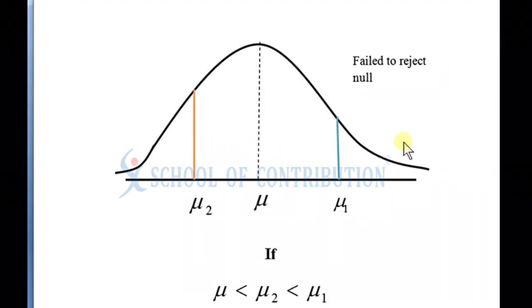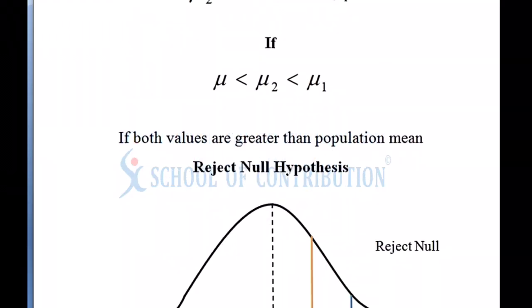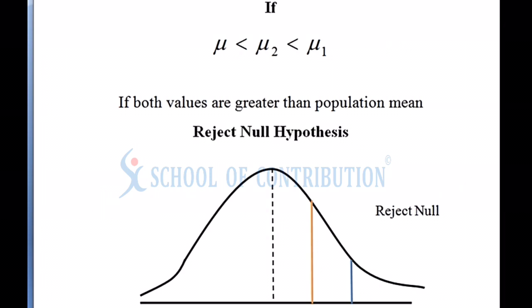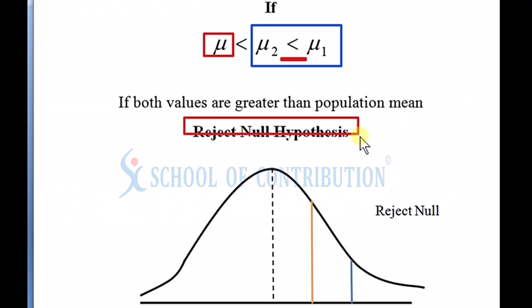Now in the second case, it could be that both interval values are more than the population mean. As we see, the two interval values are more than the population mean, and in that case we reject the null hypothesis. As we read here, if both values are greater than the population mean, we reject the null hypothesis. This is the second case.